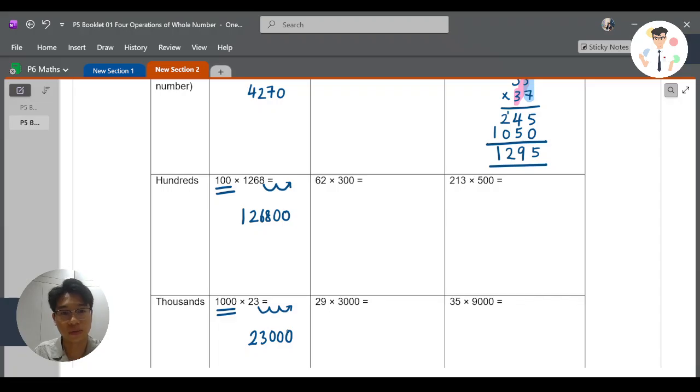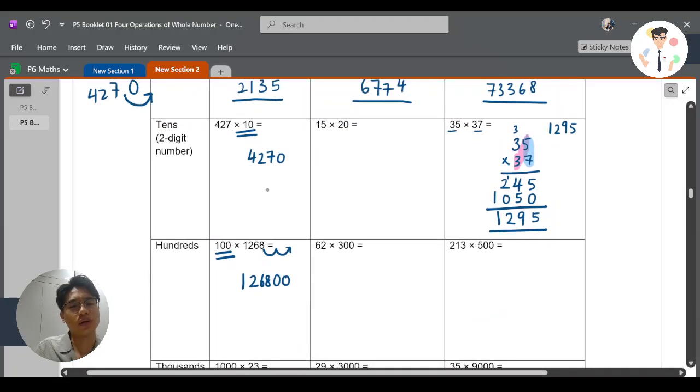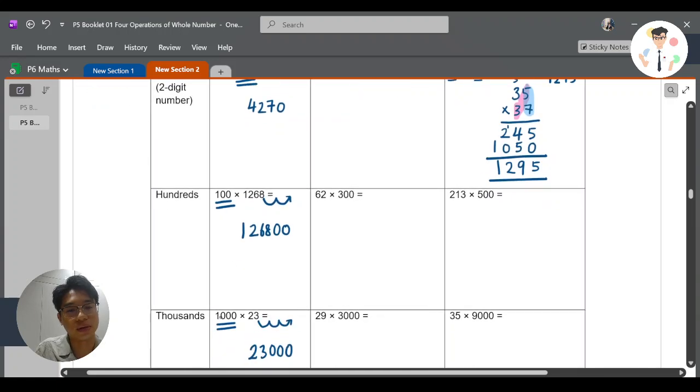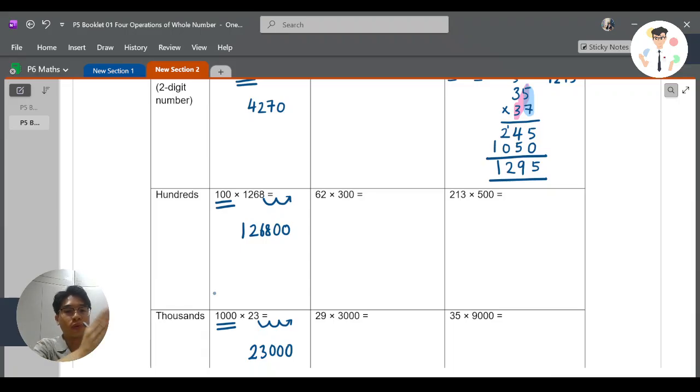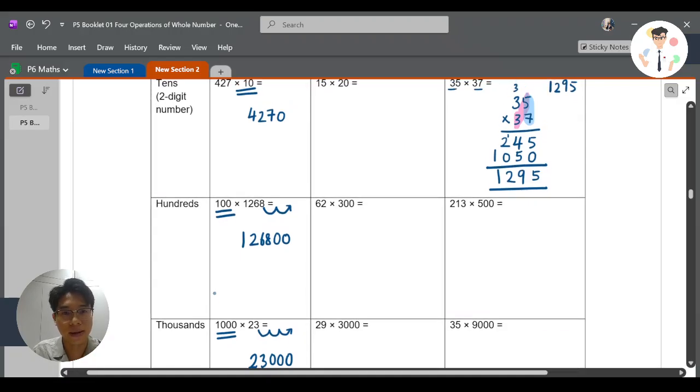Good. So far, so good. But teacher, this one times 10 is behind, but this one is in front. Does it make a difference? Now, in this case, it's the same thing, okay? No matter if you put 1268 times 100 or 100 times 1268, it would be the same in this case, okay?